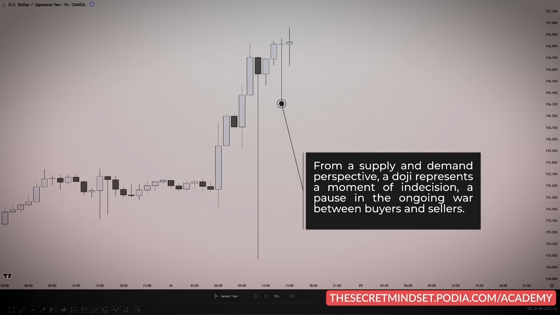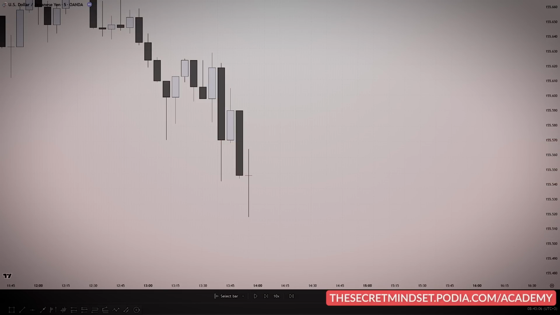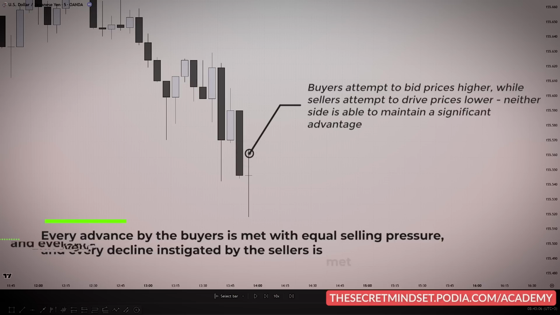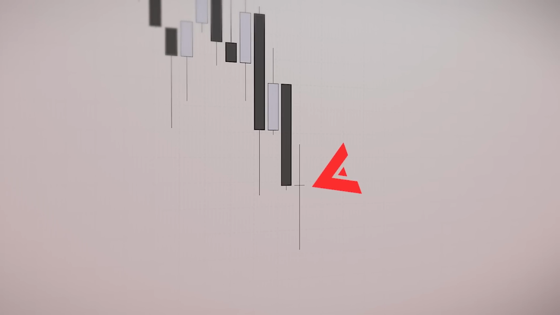From a supply and demand perspective, a doji represents a moment of indecision, a pause in the ongoing war between buyers and sellers. As the candle opens, buyers attempt to bid prices higher, while sellers attempt to drive prices lower. Over the course of the period, neither side is able to maintain a significant advantage. Every advance by the buyers is met with equal selling pressure, and every decline instigated by the sellers is met with equal buying support. This back and forth results in the price oscillating around the open, ultimately closing at or very near the same level.